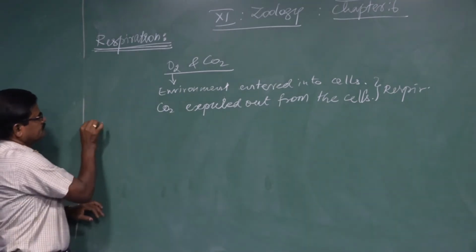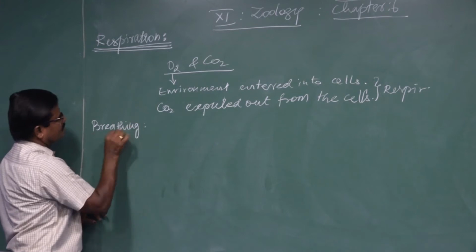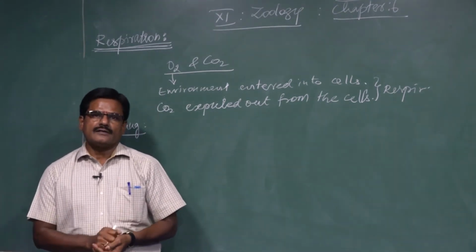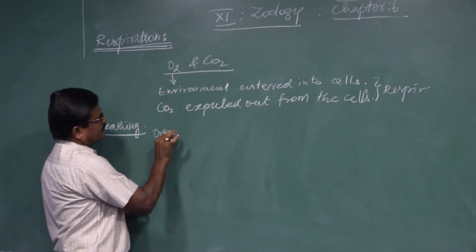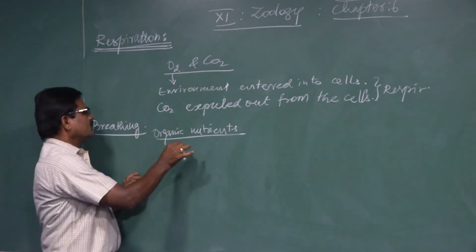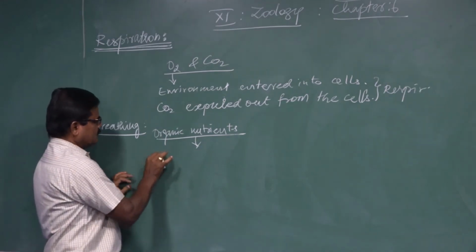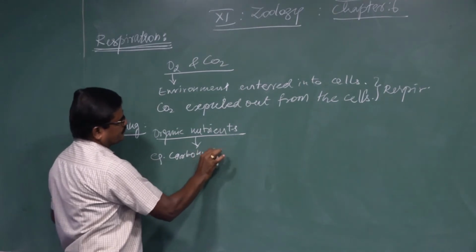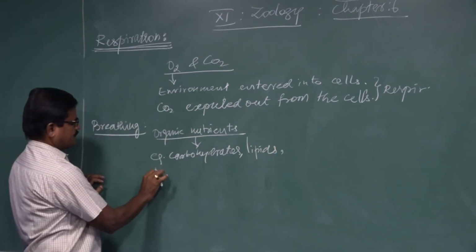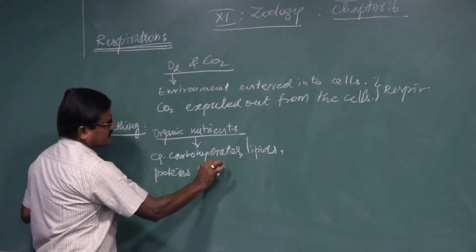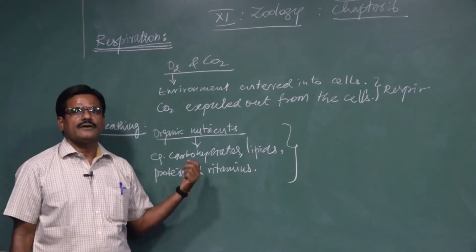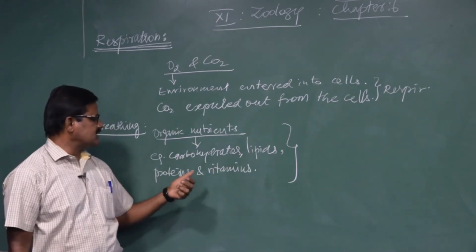Next, breathing. What is meant by breathing? Breathing is connected to the process of release of energy from organic nutrients. Shall I give examples of organic nutrients? Carbohydrates, lipids, proteins and vitamins. So breathing is the release of energy from organic nutrients such as carbohydrates, lipids, proteins and vitamins.